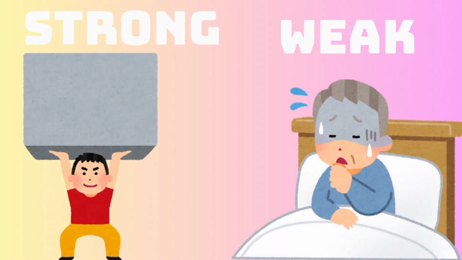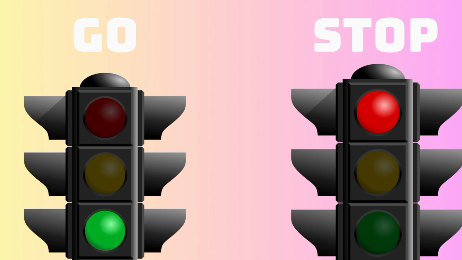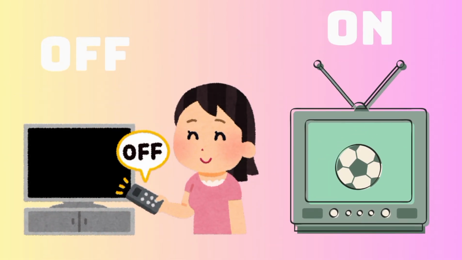This child is very strong. And the second child is very weak. So, my dear kids, opposite of strong is weak. When the traffic light turned green, the car can go. And when the traffic light turned red, the car stop. So, opposite of go is stop. Turn off the TV. Turn on the TV. So, the opposite of off is on.